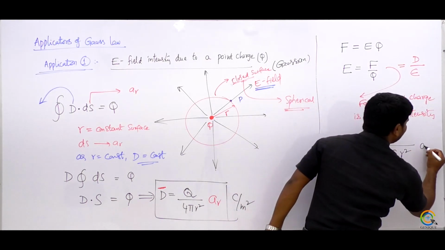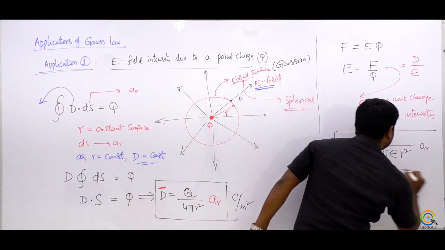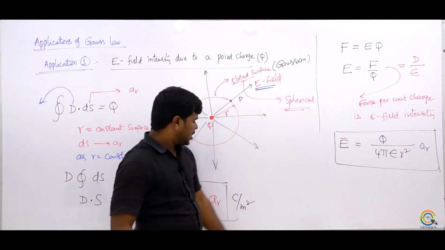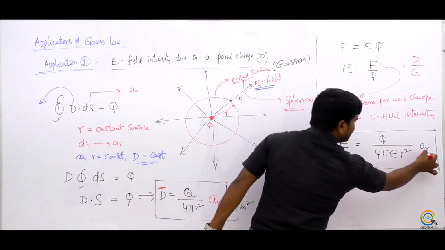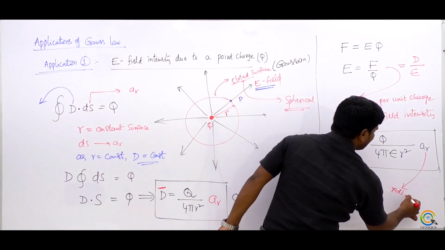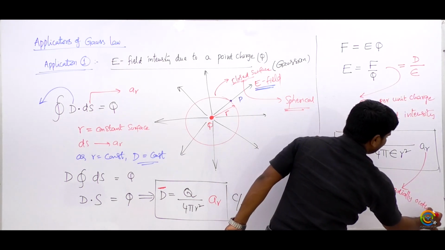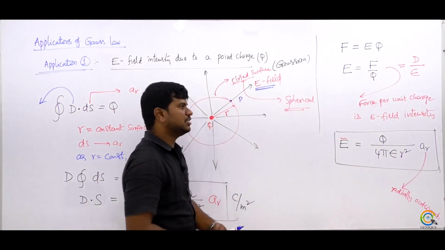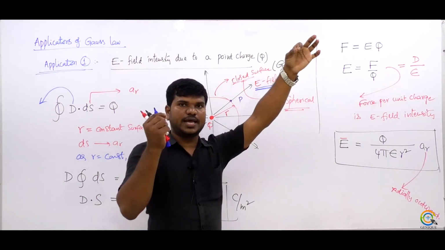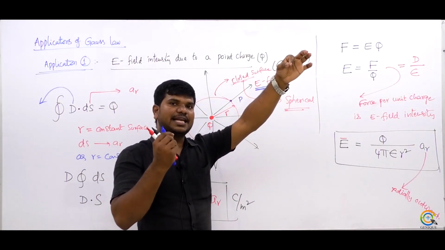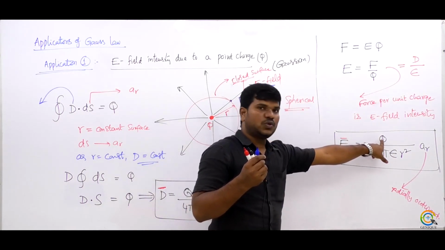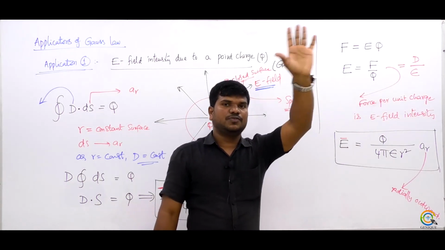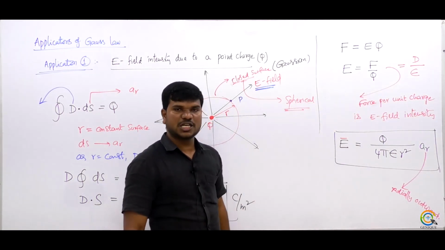What is the direction? The electric field direction is AR. The unit vector is very important. What does this AR show? The electric field is radially outward. So this is a very important formula. At any point, due to a point charge, you can find the electric field intensity as Q divided by 4 pi epsilon R square. If a point charge is given at any place and you want to find the electric field intensity, you have to apply this expression.